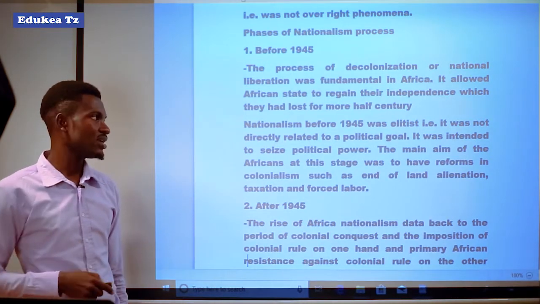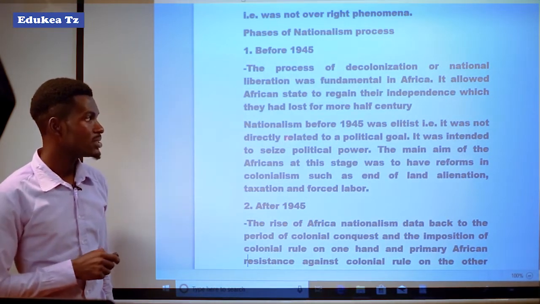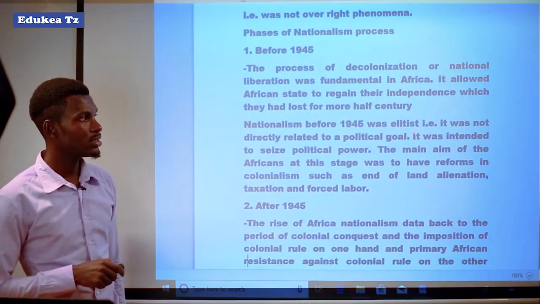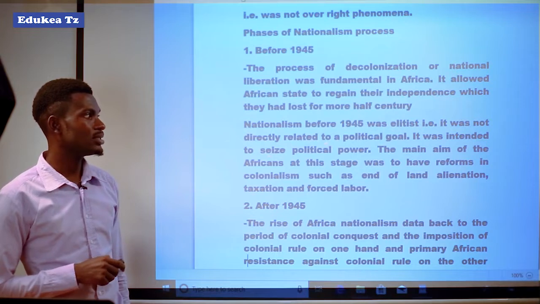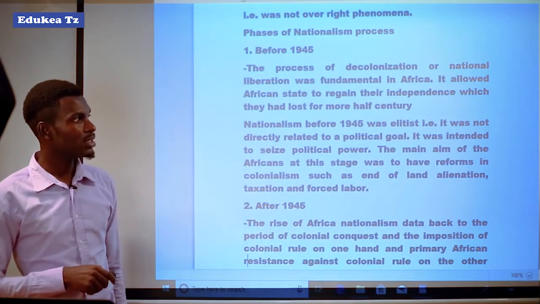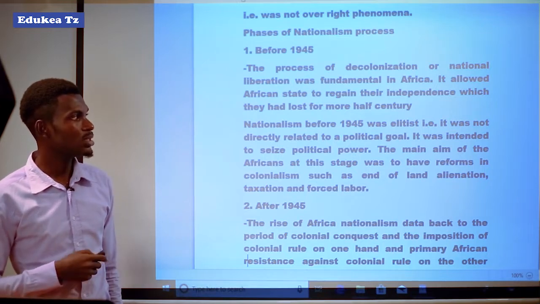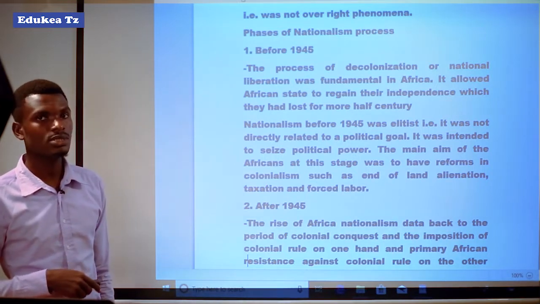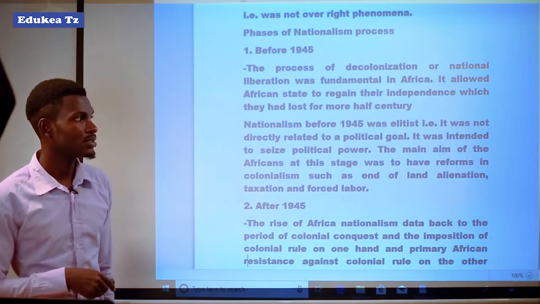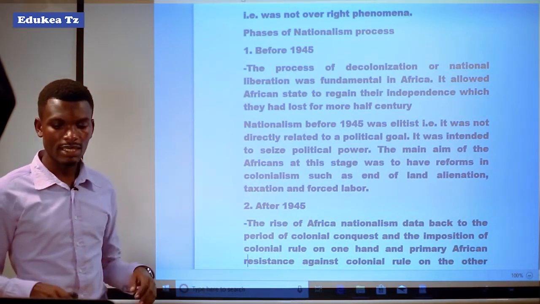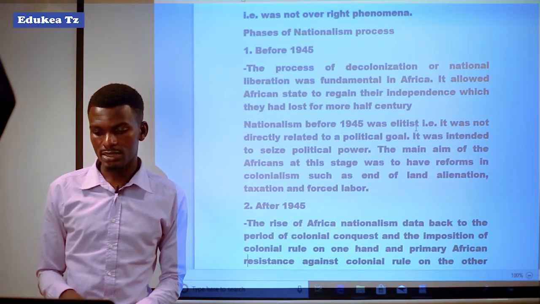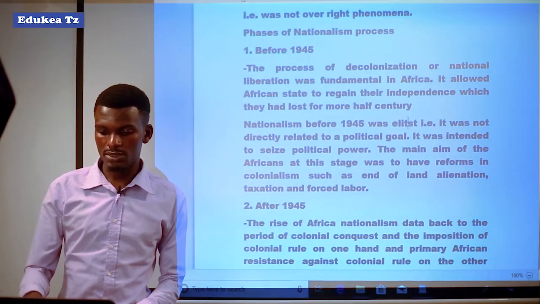Nationalism before 1945 was realistic in that it was directly related to a political goal. This was the nationalism that occurred before 1945, which was the earliest stage of nationalism.